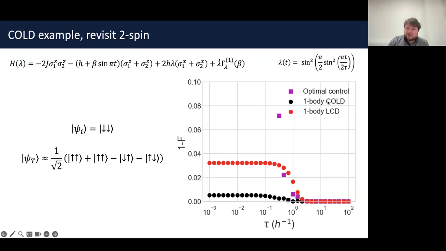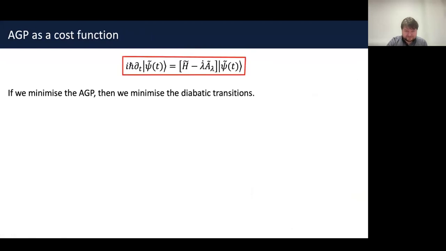But if I do the one-body CoDE, this is the same optimal control procedure as is done for the purple squares here, but I also apply this one-body adiabatic gauge potential, the one-body local counterdriving, then I will do a lot better for these lower times for the protocol.